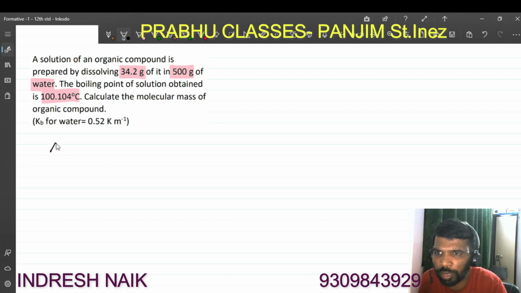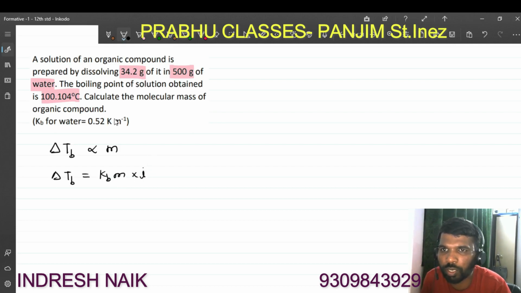Coming to the formula directly, delta Tb. This elevation is directly proportional to the molality, right? So delta Tb is equal to Kb into molality into i, right? So here, we'll consider i to be equal to 1 because it is not mentioned. If they had mentioned an electrolyte solution or had told the compound, then we would be taking the i value. I'll teach you later how to calculate that i also.